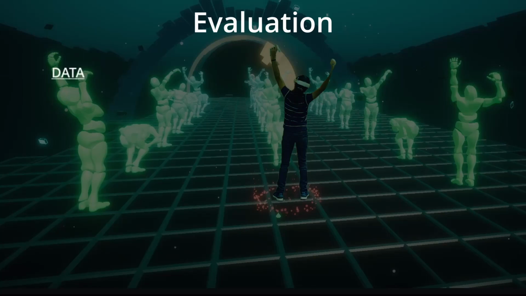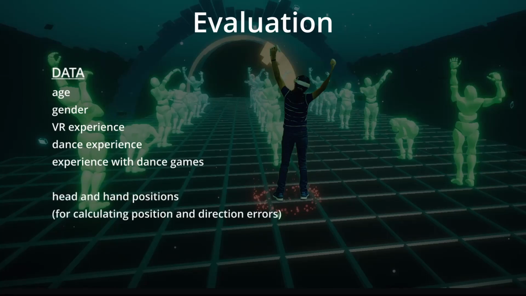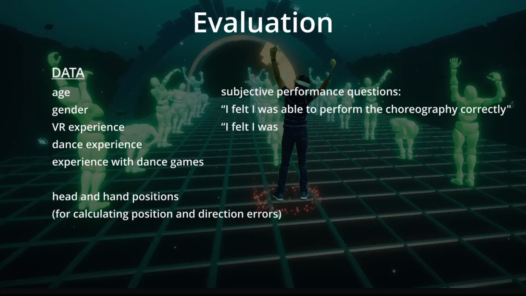During the study, we collected some data from the participants. Before dancing, we asked the participants' age, gender, VR experience, dance experience, and experience with dance games. During dancing, the participants' head and hands were tracked using VR headset and hand trackers. This data was used to calculate position and direction errors, allowing quantitative comparison between the players' movements and the desired choreography. At the end of each experimental condition, users were instructed to indicate how they felt about their subjective performance using two sliders using a range from 0 to 100%.